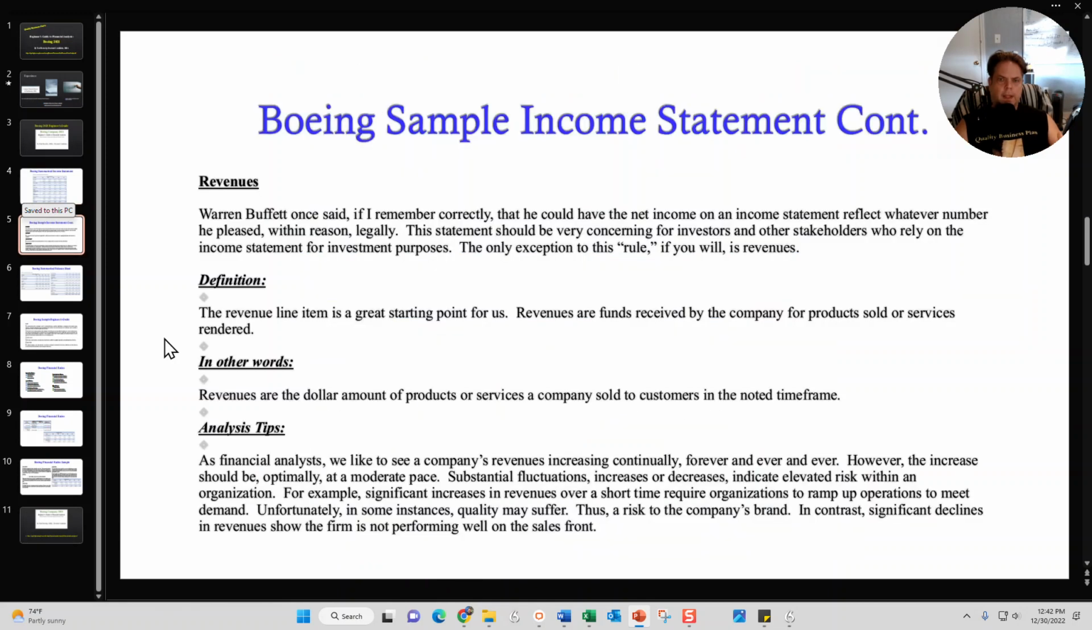Next, in the beginner's guide, I go through the income statement and identify important line items, and I'll give you a little more in-depth explanation of what the important line items mean. For example, revenues, I'll explain what revenues are. I'll give you the definition, I'll give it to you in layman's terms, and then I'll provide you with some tips and ideas on how to analyze that line item.